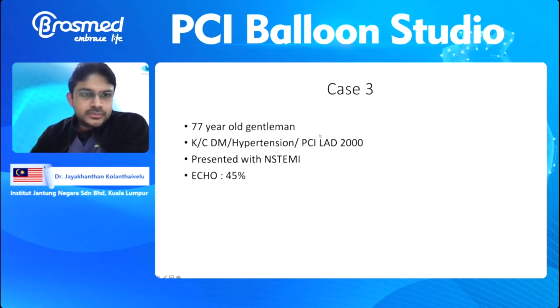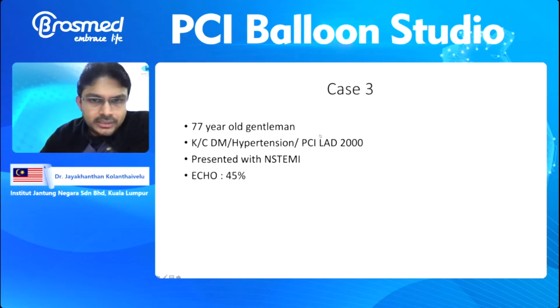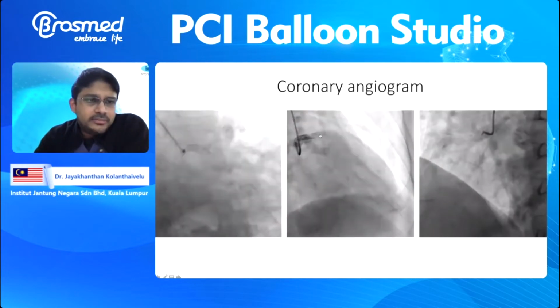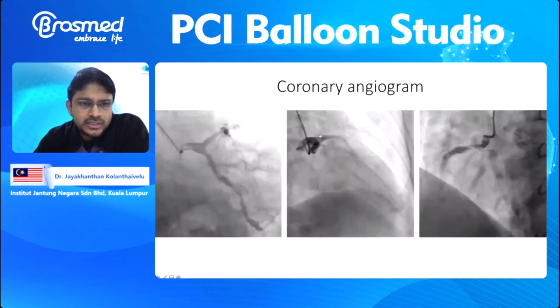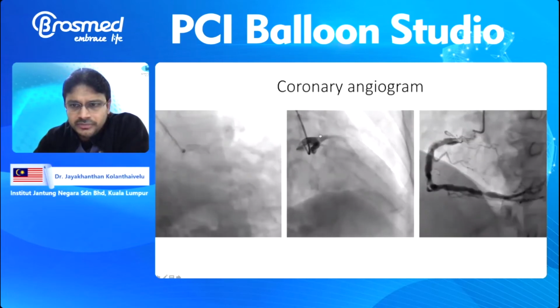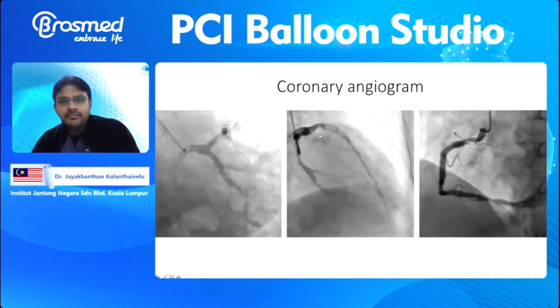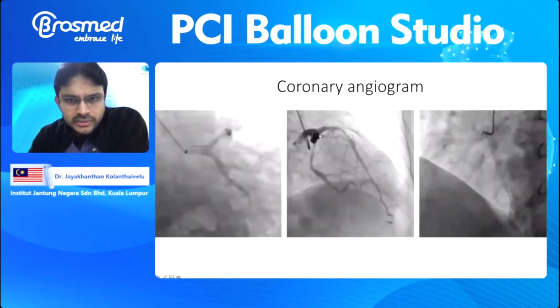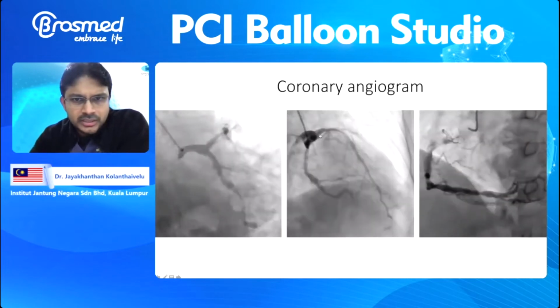All right, so the third case is a much older gentleman, a 77-year-old diabetic hypertensive, who had a previous stent in the LAD 20 years ago and presented with a non-ST elevation MI and an ejection fraction of about 45%. This is the angiogram: a large left main, large circumflex, and a very large right with some diffuse disease, but nothing critical. So I decided not to treat the right coronary, because obviously the symptoms were coming from the LAD.